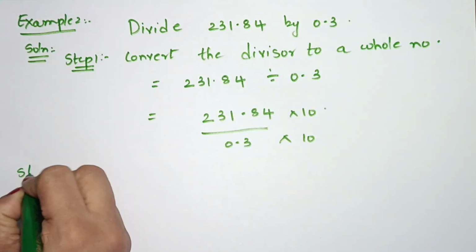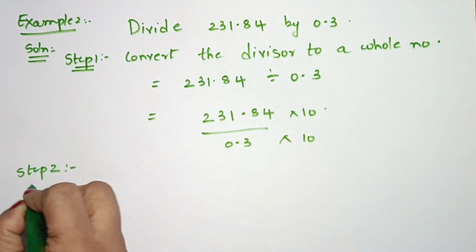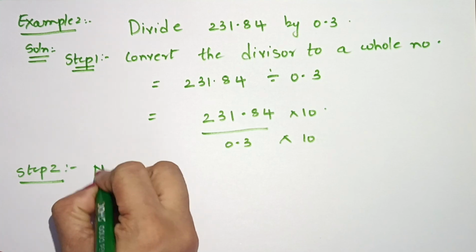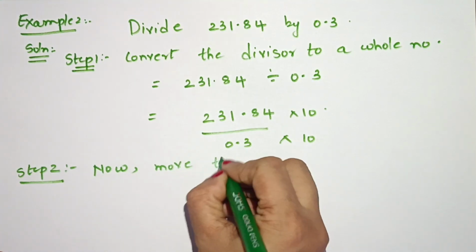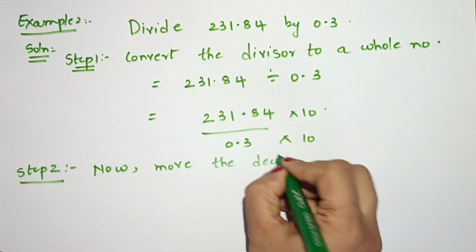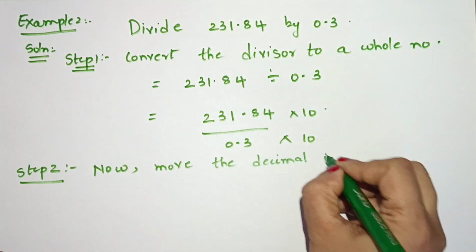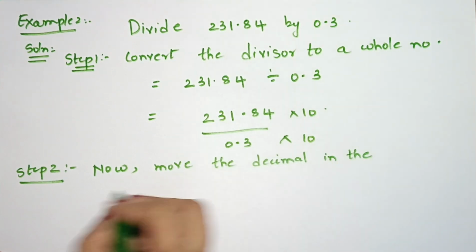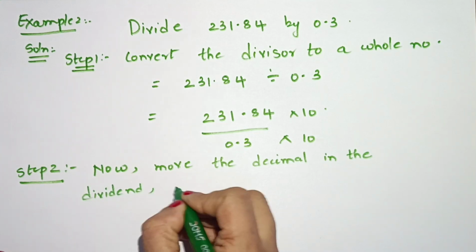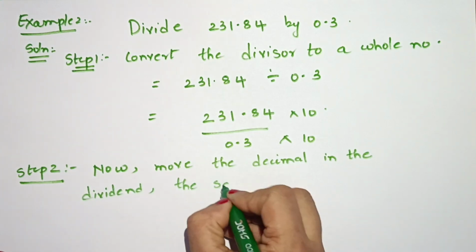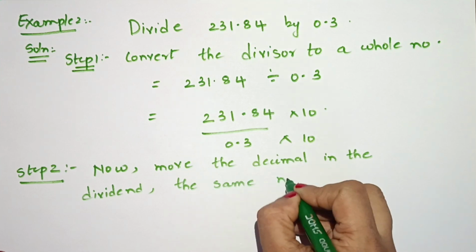Now in step 2, move the decimal, understand this step, in the dividend also, the same number of places.